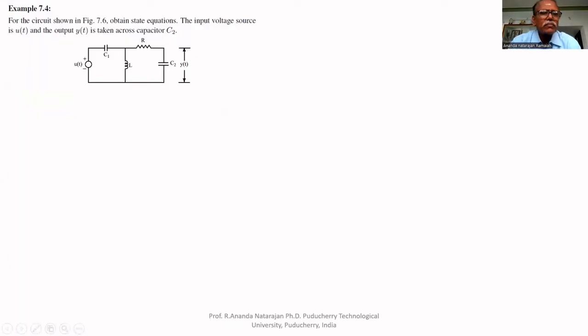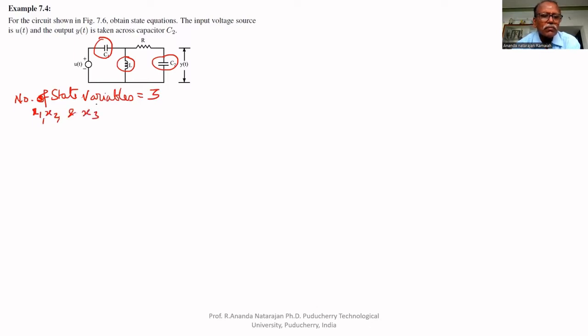For the circuit shown in the figure, obtain the state equations. The input voltage source is u(t) and the output y(t) is taken across the capacitor C2. There are three energy storage elements, C1, C2 and L. That's why the number of state variables is equal to 3. Let them be x1, x2 and x3.